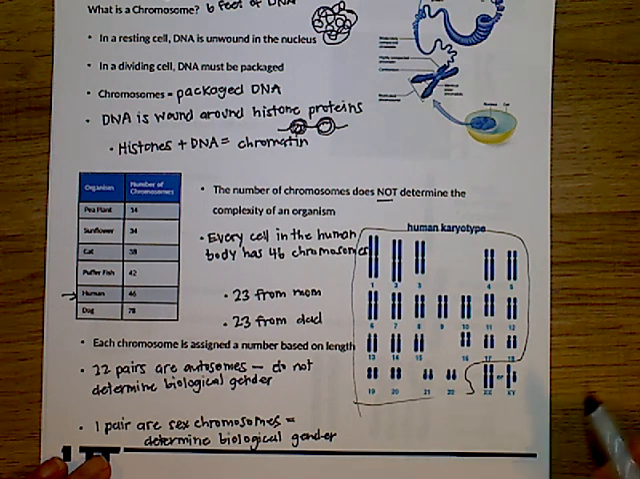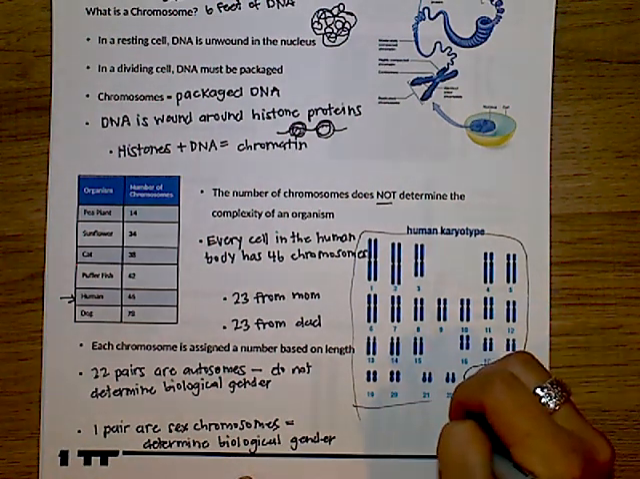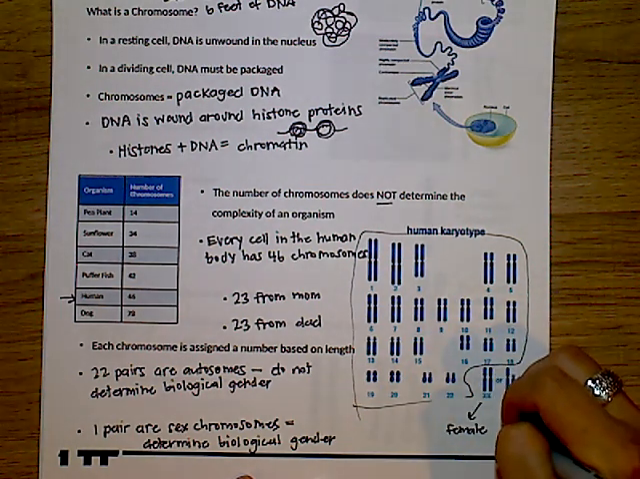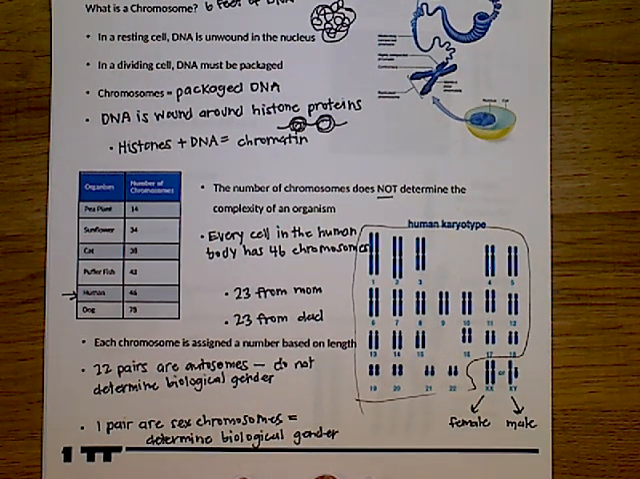So on this karyotype here, it can be XX, which codes for a biological female, and there can be XY, which codes for a biological male. There are some exceptions to this.